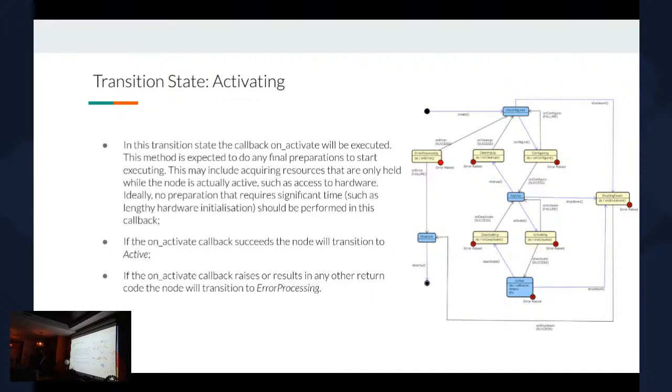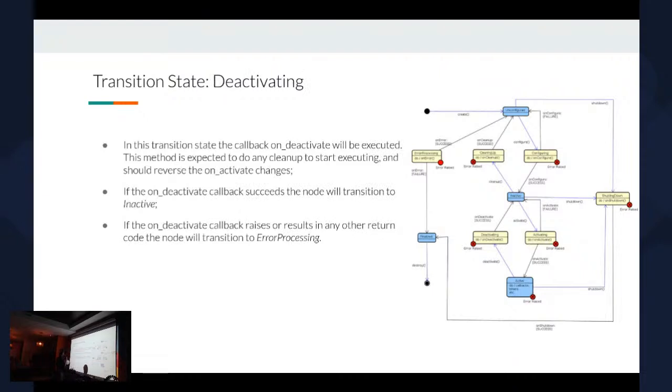Then we have the activating callback. This is the callback that actually enables our services and the communication between our ROS system to run properly between our nodes. And upon success, we transition to the active state. And the name of the callback is onActivate. And if this callback is not successful, we go back to the inactive state, like it is represented here. So on success, we transition to active. And if something is wrong, we transition to the inactive state.